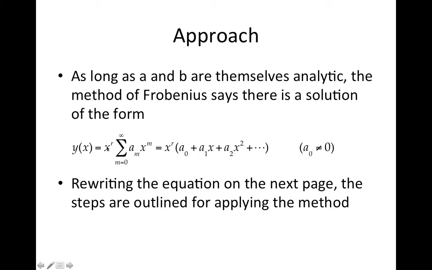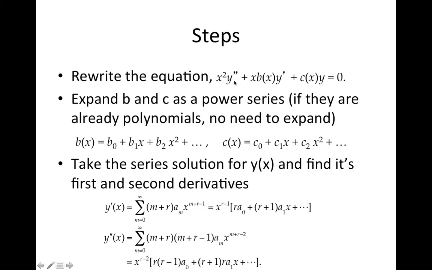And the only modification is, instead of the normal power series solution, we're going to multiply that by this x to the r, where r is some index that we'll determine later. So here's our x to the r, and here's our series expansion. And so we don't yet know what r is. So we're going to rewrite this equation on the next page.